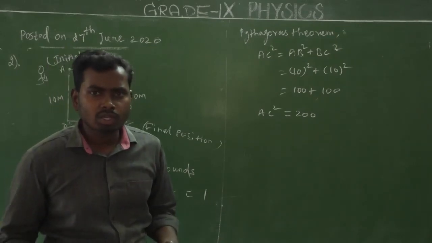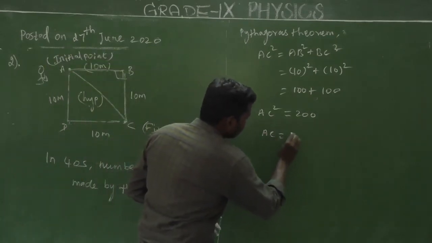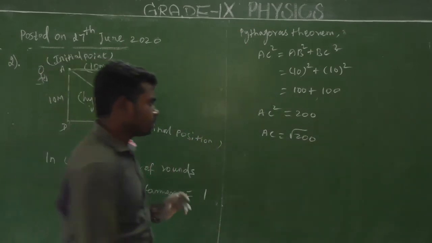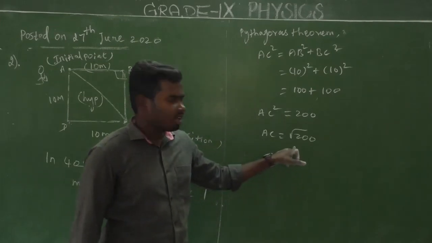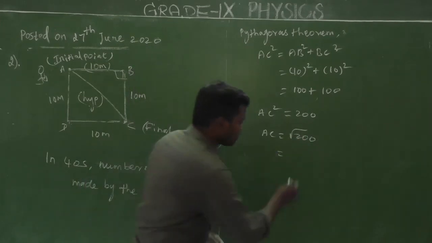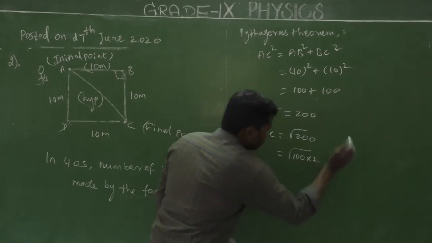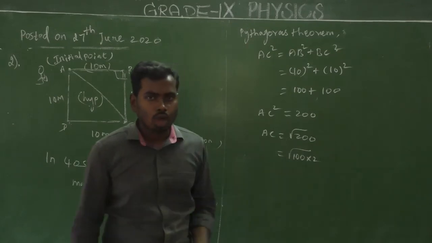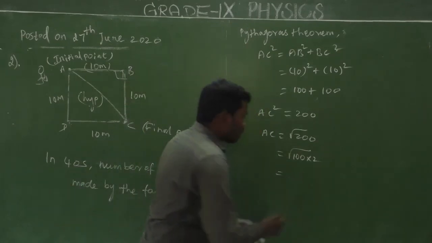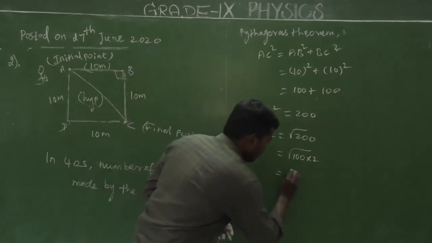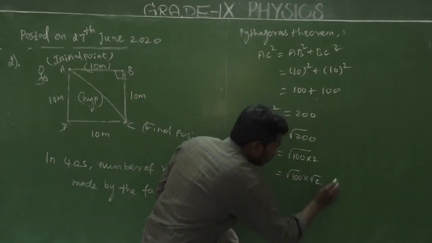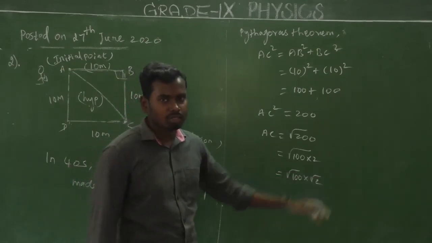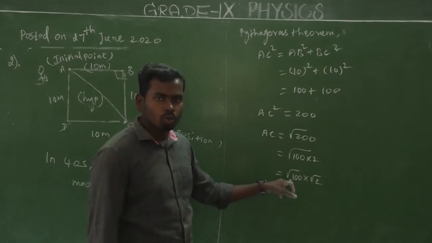So what is the AC value? AC is equal to root of 200. Am I right? Yes, very simple. So we can write this root 200 as root of 100 into 2. We can split it into two terms: root 100 into root 2, because root 2 is common for both 200 as well as 2.